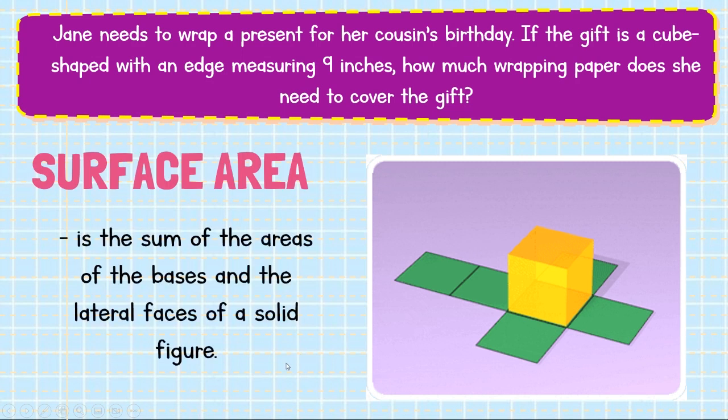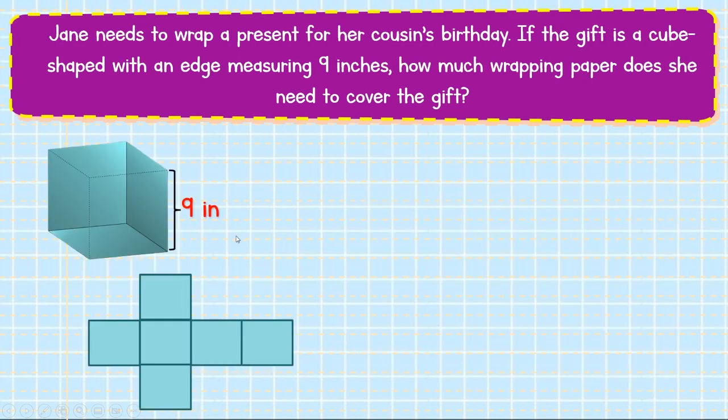Now, let's define first the surface area. It is the sum of all areas of the bases and the lateral faces of the solid figure. For example, this would be a cube. We have 4 lateral square faces for the lateral area, and 2 square bases for the bases.